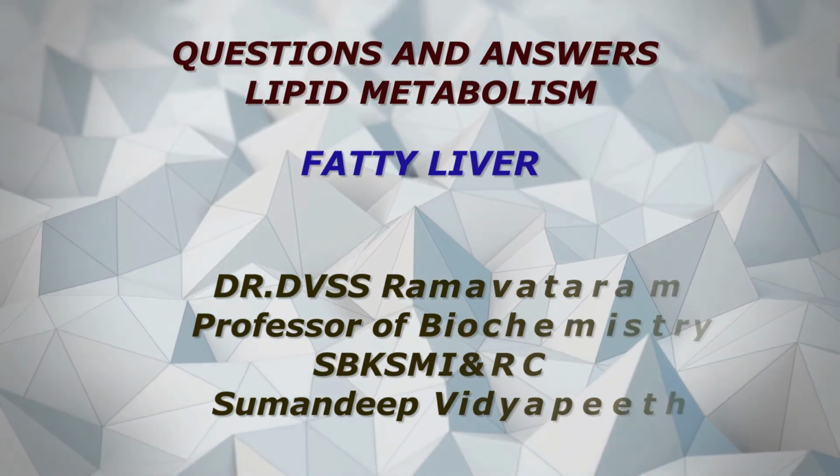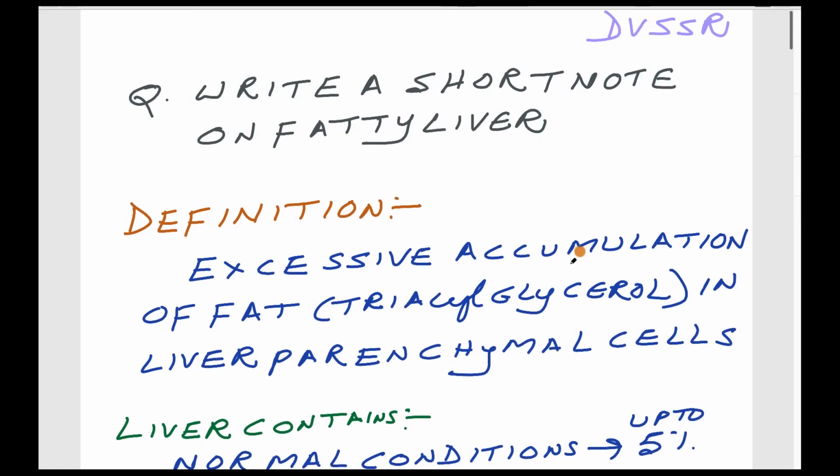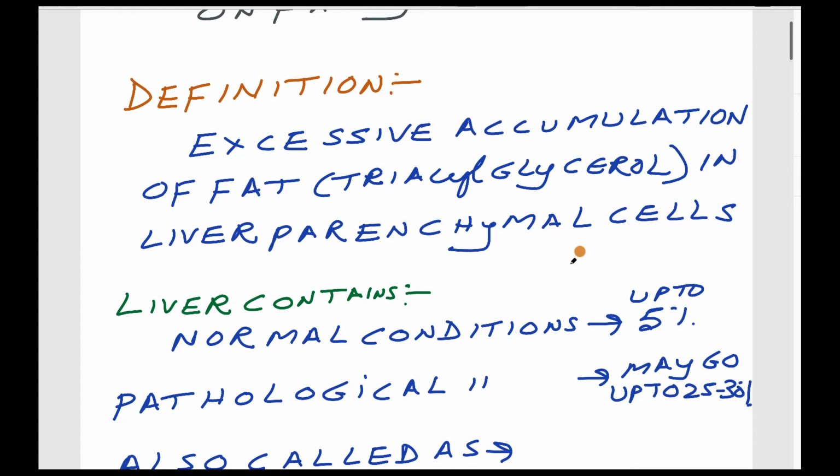Question and answer session. We'll take a short note on fatty liver. Okay, so write a short note on fatty liver. How do we approach? First, we'll define. The definition is excessive accumulation of fat, especially triacylglycerol, in liver parenchymal cells. That is what we call fatty liver.